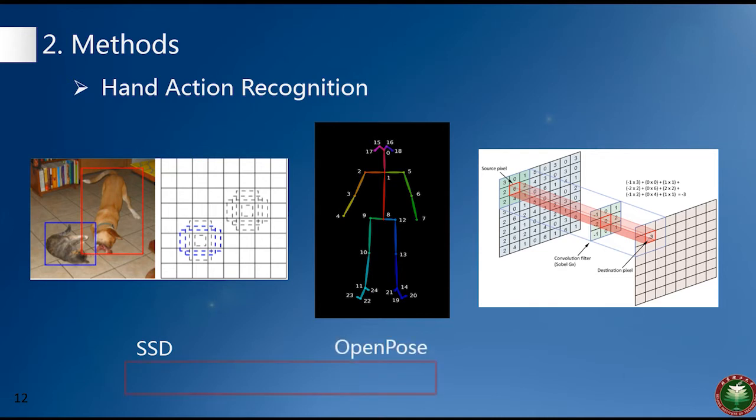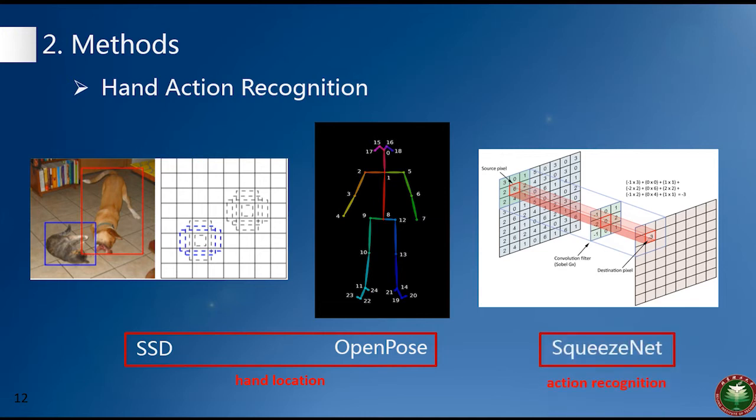Open pose belongs to behavior recognition based on human skeleton pose. According to the picture, it outputs the key points and the connection between them. It uses CNN to generate confidence mapping and form them into a human skeleton. And finally, locate the hand. For the action recognition part we choose SquareNet because it can reach a relatively high accuracy with a low cost of computation.